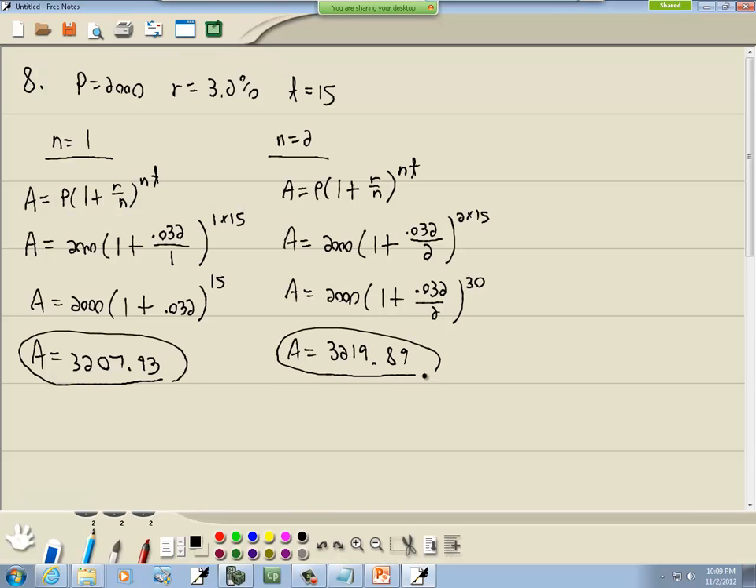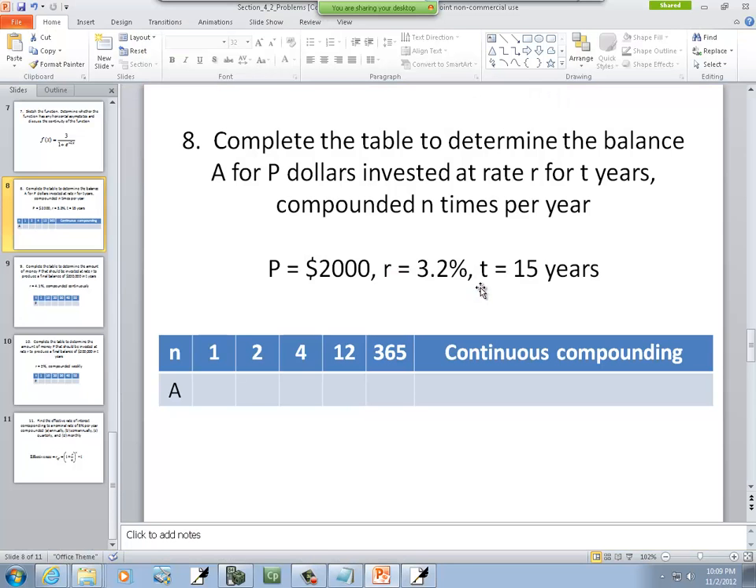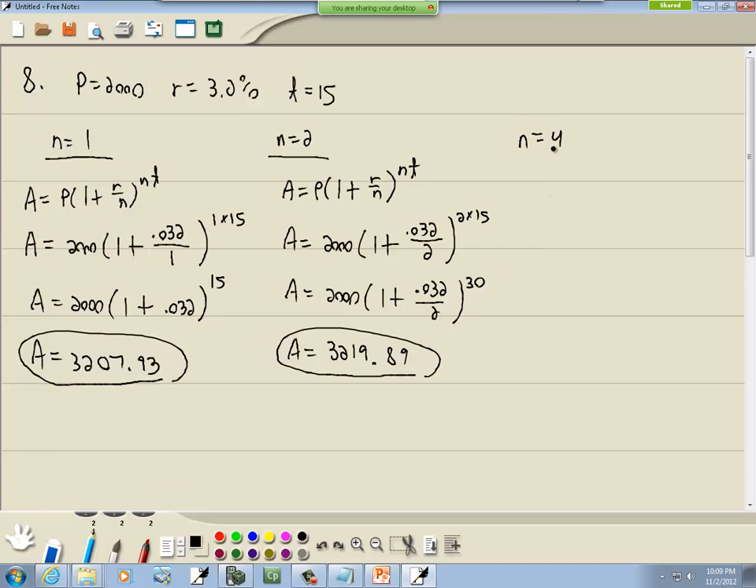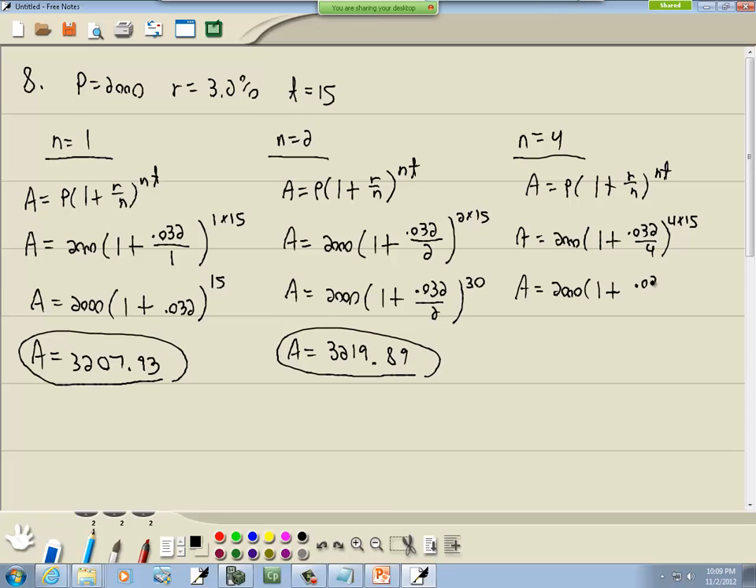The next one is n is equal to 4. So again, using the same formula. So we got 2,000 for P, 1 plus 0.032 divided by 4, raised to the 4 times 15 power, the NT. So we've got 2,000, 1 plus 0.032 divided by 4, and then 4 times 15 is, what is that, 60?